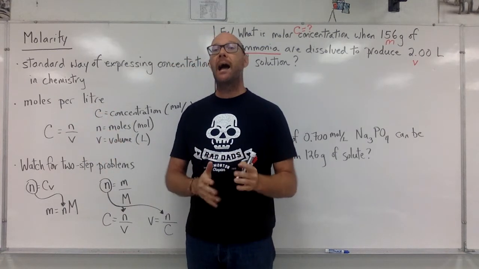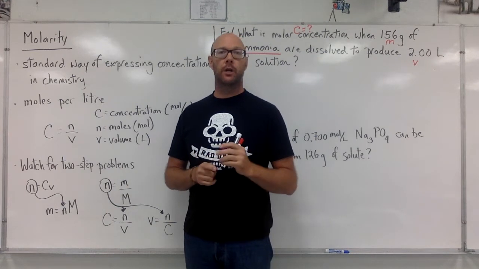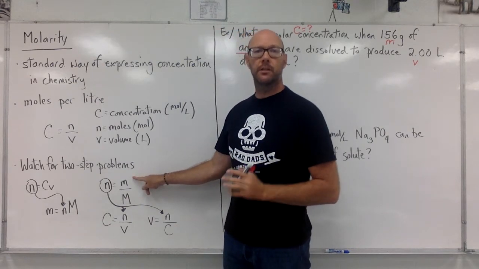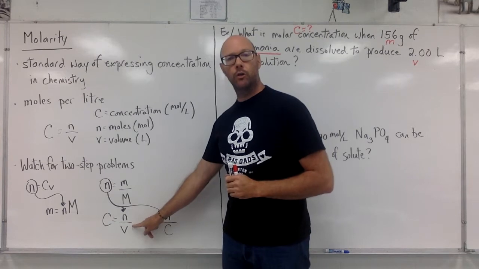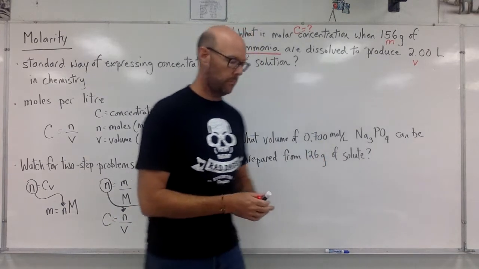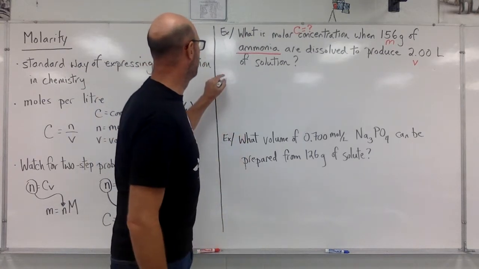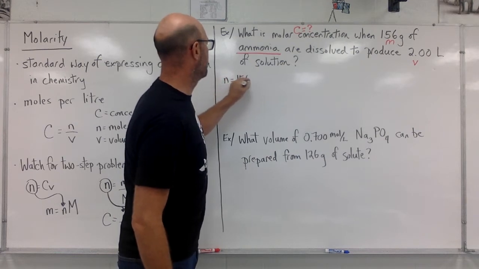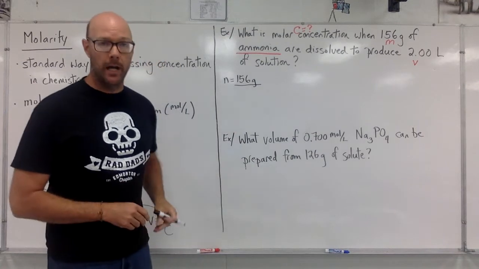Again, as soon as mass is involved with molarity, we're going to have two steps. So look at what we have here. We're going to do mass over molar mass to find the moles. And then we're going to divide by the volume to give us the concentration, these two steps. The moles is 156 grams over the molar mass of ammonia.